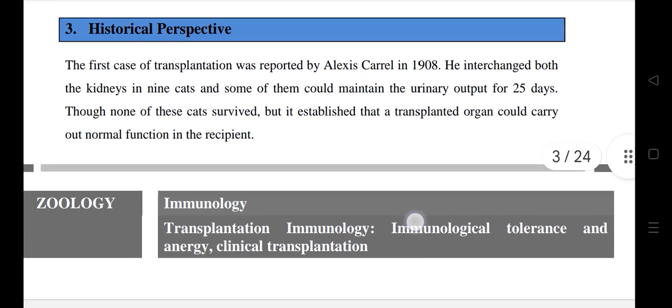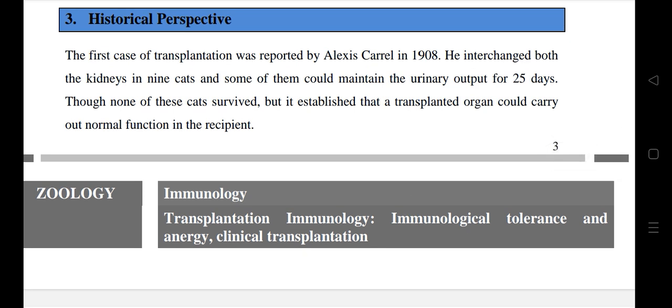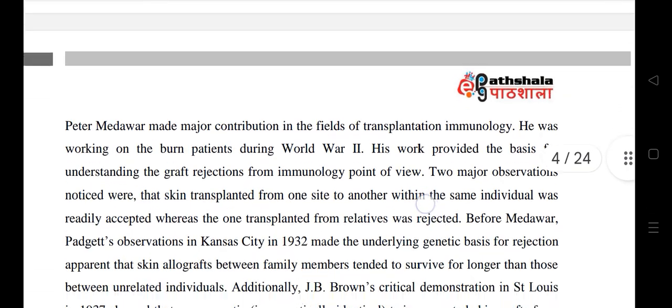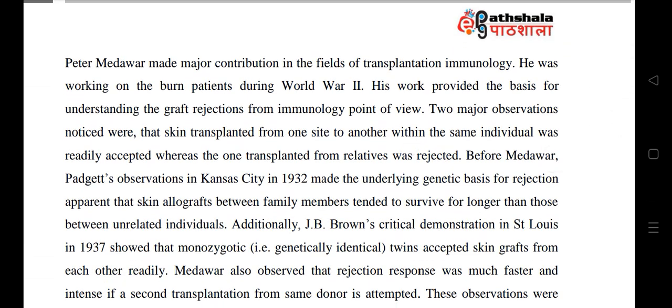Historical perspective. Let's have a historical perspective. The first case of transplantation was reported by Alexis Carrel in 1908. He interchanged both the kidneys in 9 cats, and some of them could maintain urinary output for 25 days. Though none of these cats survived, it established that a transplanted organ could carry out normal function in the recipient. Peter Medawar made a major contribution in the field of transplantation immunology. He was working on burn patients during World War II. His work provided the basis for understanding graft rejection from an immunological point of view.